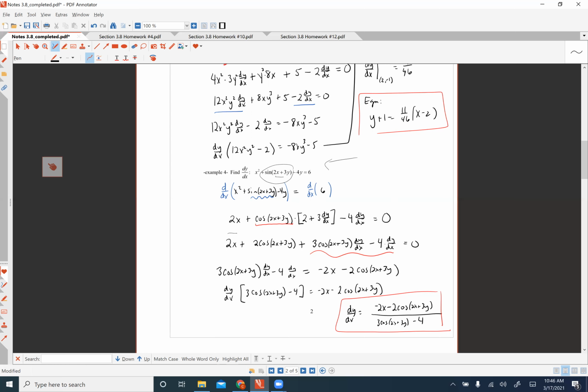Okay, so that's step one: just taking the derivatives, using the chain rule, maybe using the product rule or something else along the way. And now we want to solve for y prime. So now we have to have good algebra skills.